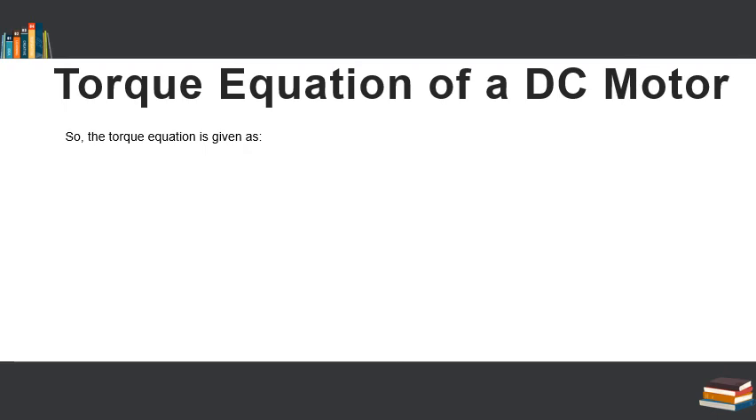So the torque equation is given as T is equal to phi Z P divided by 2 pi into A into Ia. This is called the torque equation of the DC motor, where T is called the torque, phi is called the flux, Z is called the number of conductors, P is called the number of poles, 2 pi is a constant, A is called the number of parallel paths, and Ia is called the armature current.